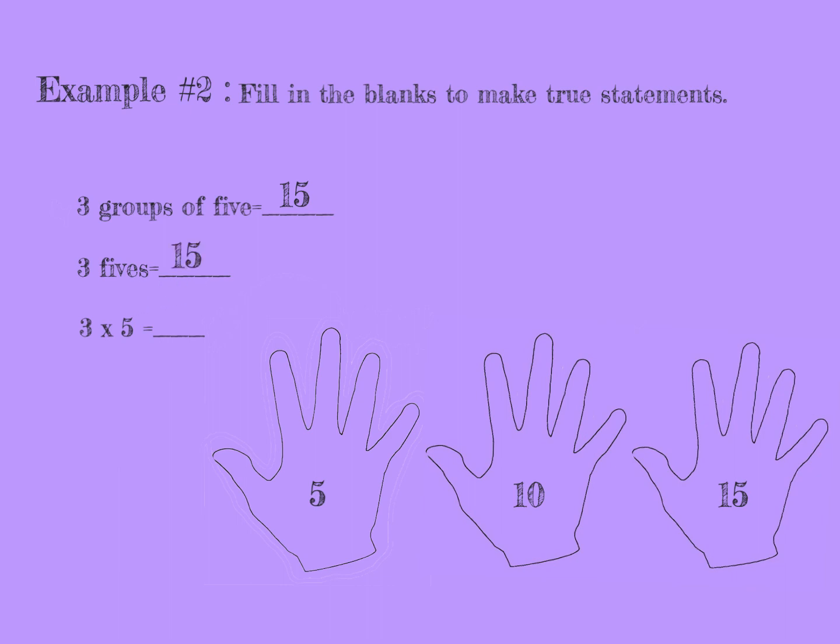Now, we are going to do the same thing for 3 times 5 as we did for 3 5s and 3 groups of 5, because 3 times 5 means that there's 3 groups of 5. So 3 times 5 equals 15.